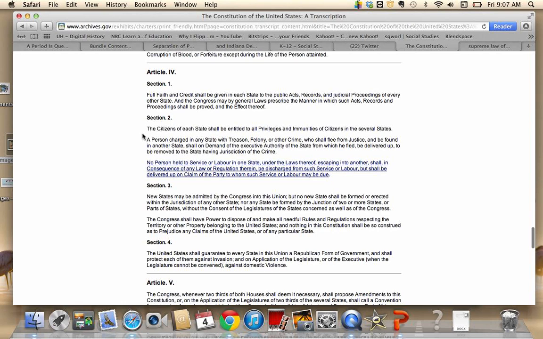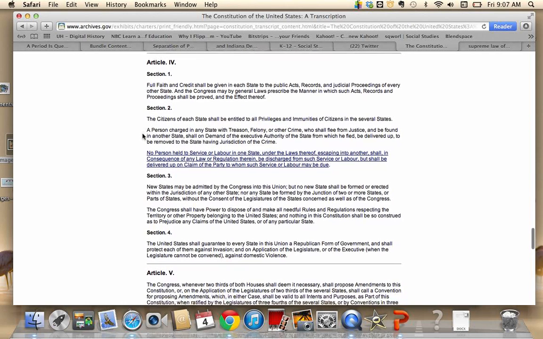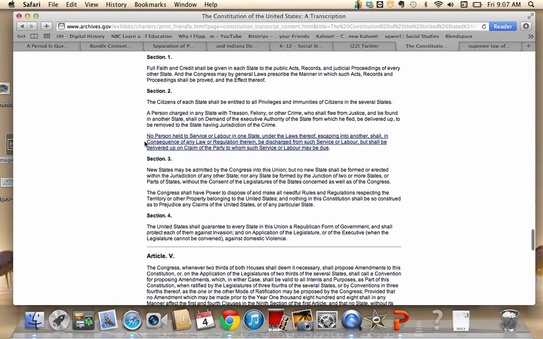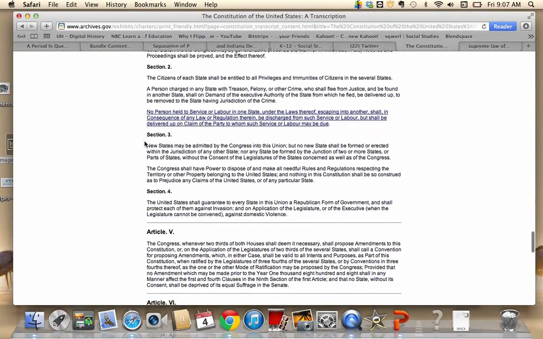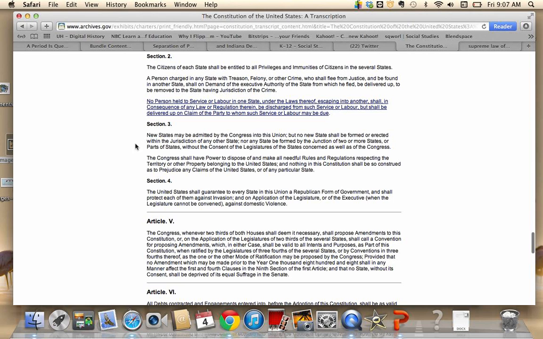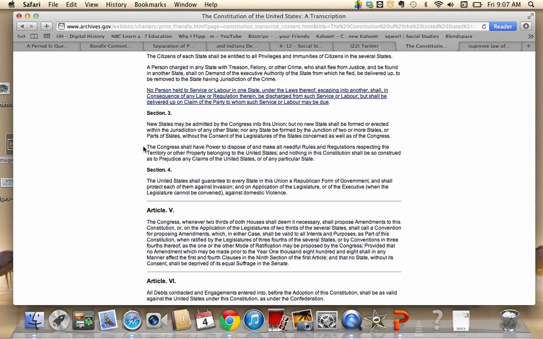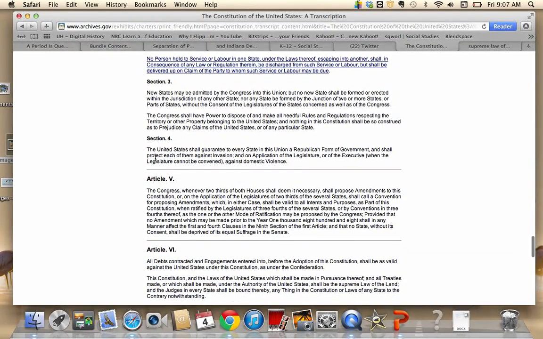So citizens of each state shall be entitled to the privileges and immunities of citizens in all of the states. This is dealing with extradition. If you flee from a state, this is how we're going to get you back. This part no longer pertains. We're talking about adding new territory or taking territory from one state to form another. It can't happen. And Article 4, Section 4, we've looked at that.